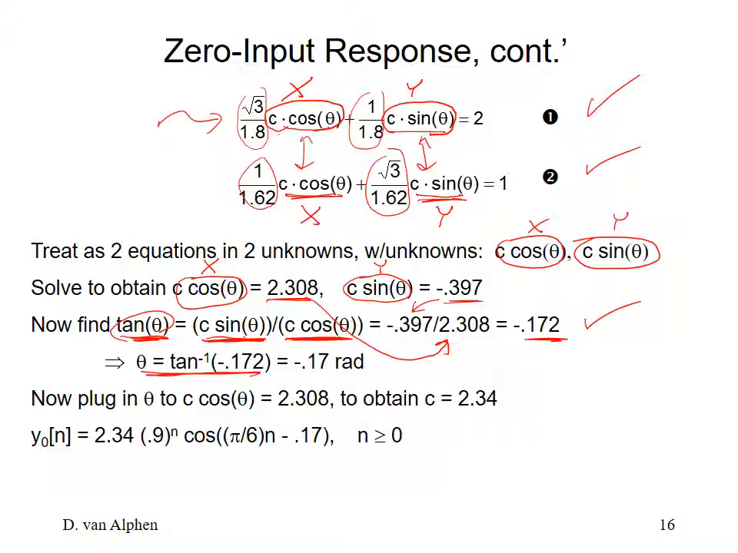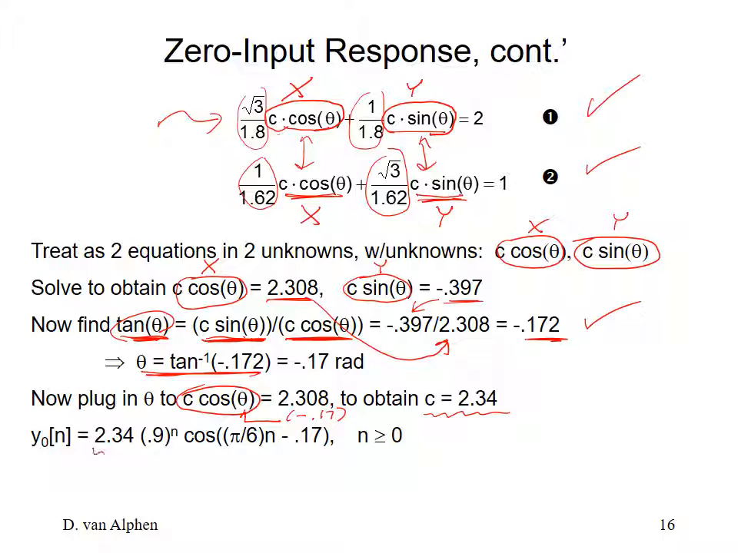Okay, now we also know what c cosine theta is. Now we plug in the fact that theta is negative 0.17. So we find the cosine of negative 0.17, and we solve for the number c. It'll turn out that c is roughly 2.34.